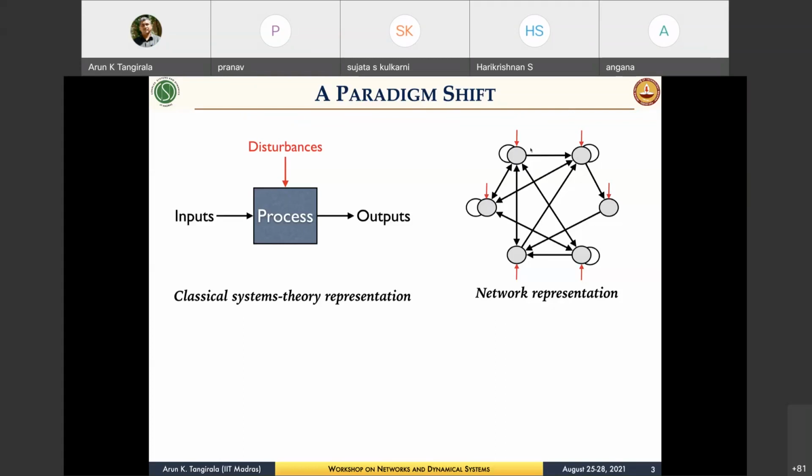And there are advantages of working with these graphical models. And the main advantage is the hierarchical representation. So if you look at the classical systems theory representation of dynamical systems, you encounter standard ODEs, PDEs, and so on. So you have to work with equations, whereas graphical models allow you to work without the equations.